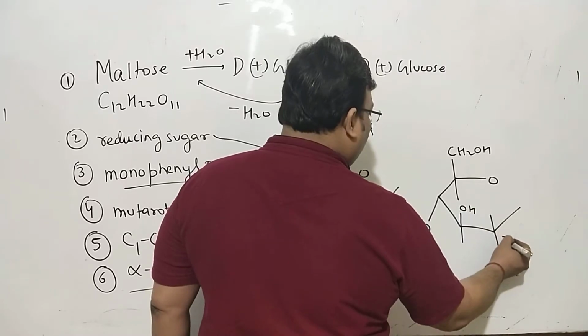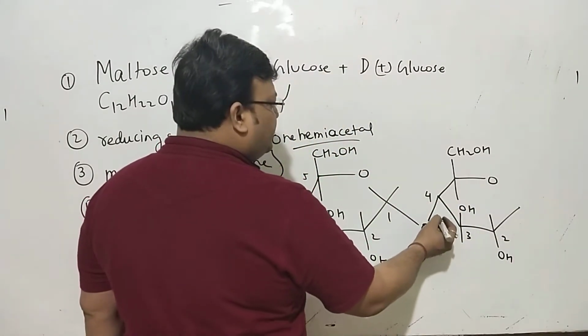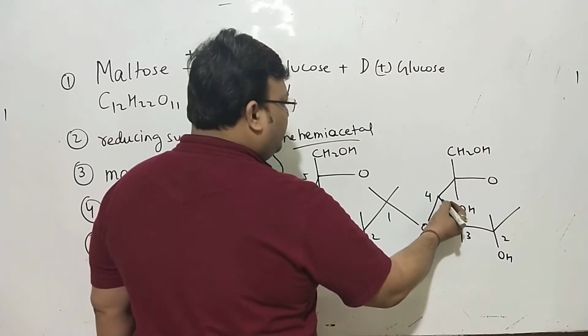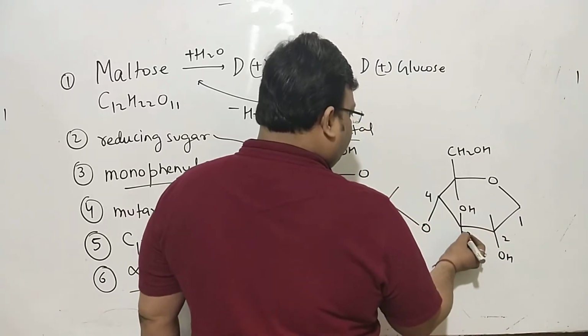So this is carbon 2, carbon 3, carbon 4. So these two OH, and this is OH, carbon 1, carbon 2, carbon 3, carbon 4.